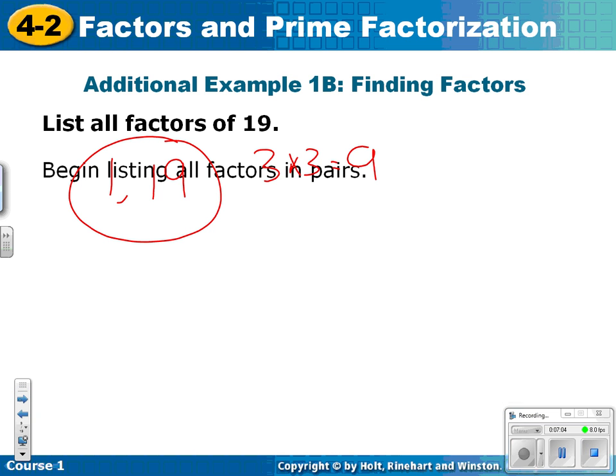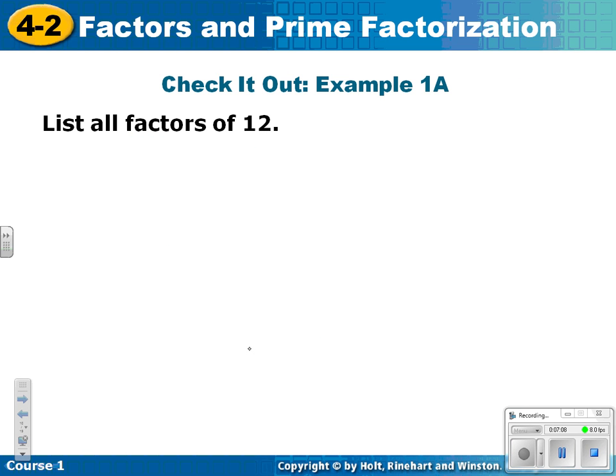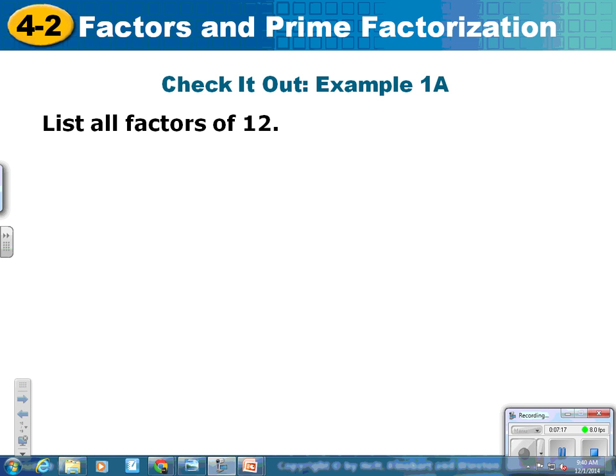Next problem that I want you to do on the whiteboard. I want you guys to list all the factors of 12. So here's how I would attack this. First of all, you guys can do it however you want, but I'm going to start with 1. My choice is I'm going to go 1, obviously 1, and 12. We know that.